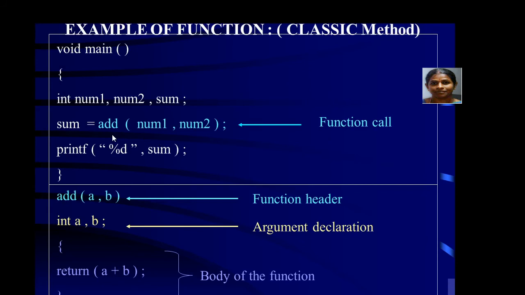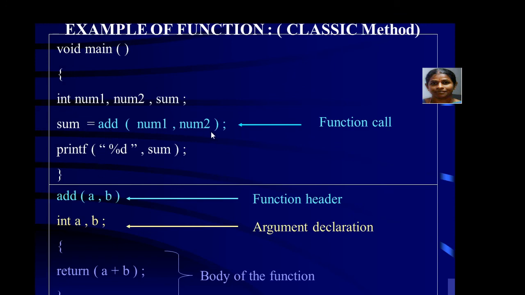What is a function call? The function name followed by the parameters. The parameter which appears in the function call is called the actual parameter. The parameter which appears in the function definition is called the formal parameter. The number of actual parameters must match the number of formal parameters, and the type of actual parameters must match the type of formal parameters.